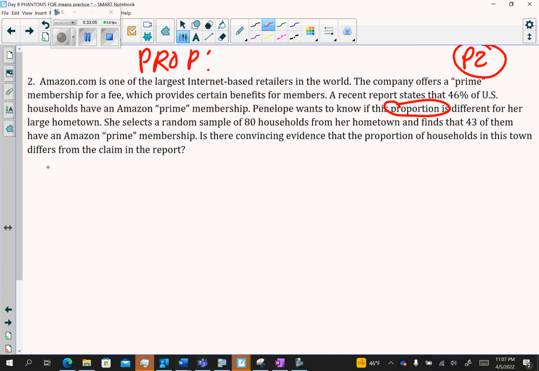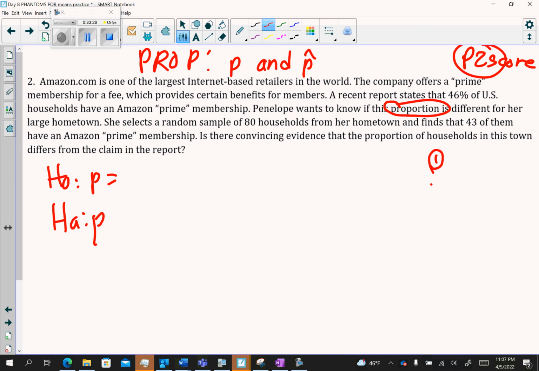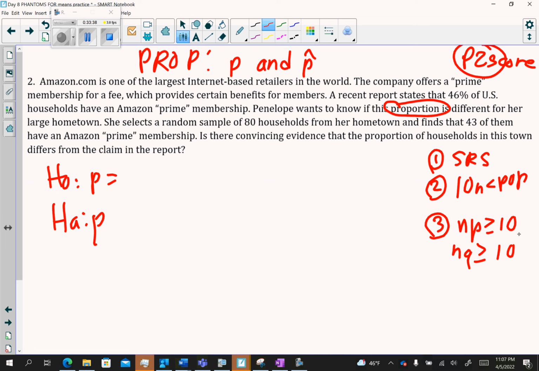And remember, when you do your H0 and your HA, your H0 is going to be a p and not a mu, okay? So just remember that the things that change are the symbols: p and p hat instead of mu and x bar. This becomes a z-score instead of a t-score. And also when you do your assumptions, the first assumption stays the same, the second assumption stays the same, but the third one changes back to np and nq are greater than or equal to 10, okay?